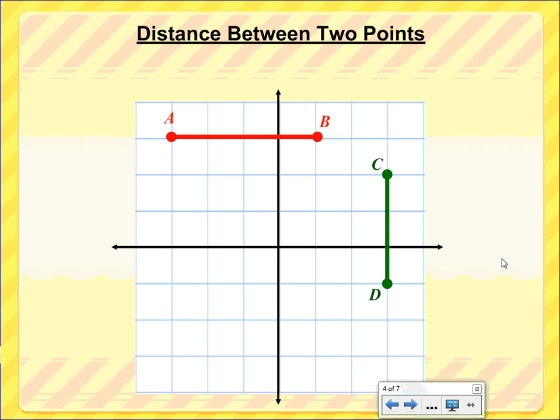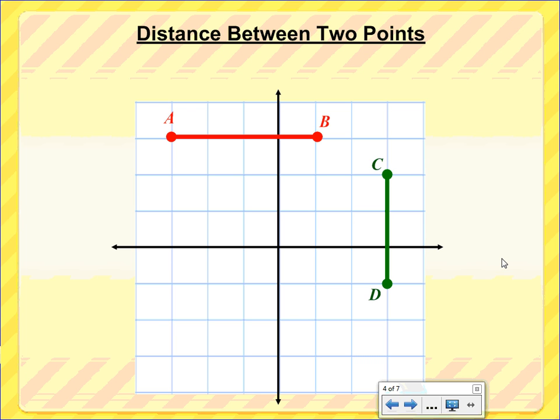Hello everybody. Alright, so today's lesson we're going to take a look at the distance between any 2 points on the coordinate plane. We've talked about the Pythagorean theorem. We've done some practice problems with that. And today this is going to be an application of the Pythagorean theorem.